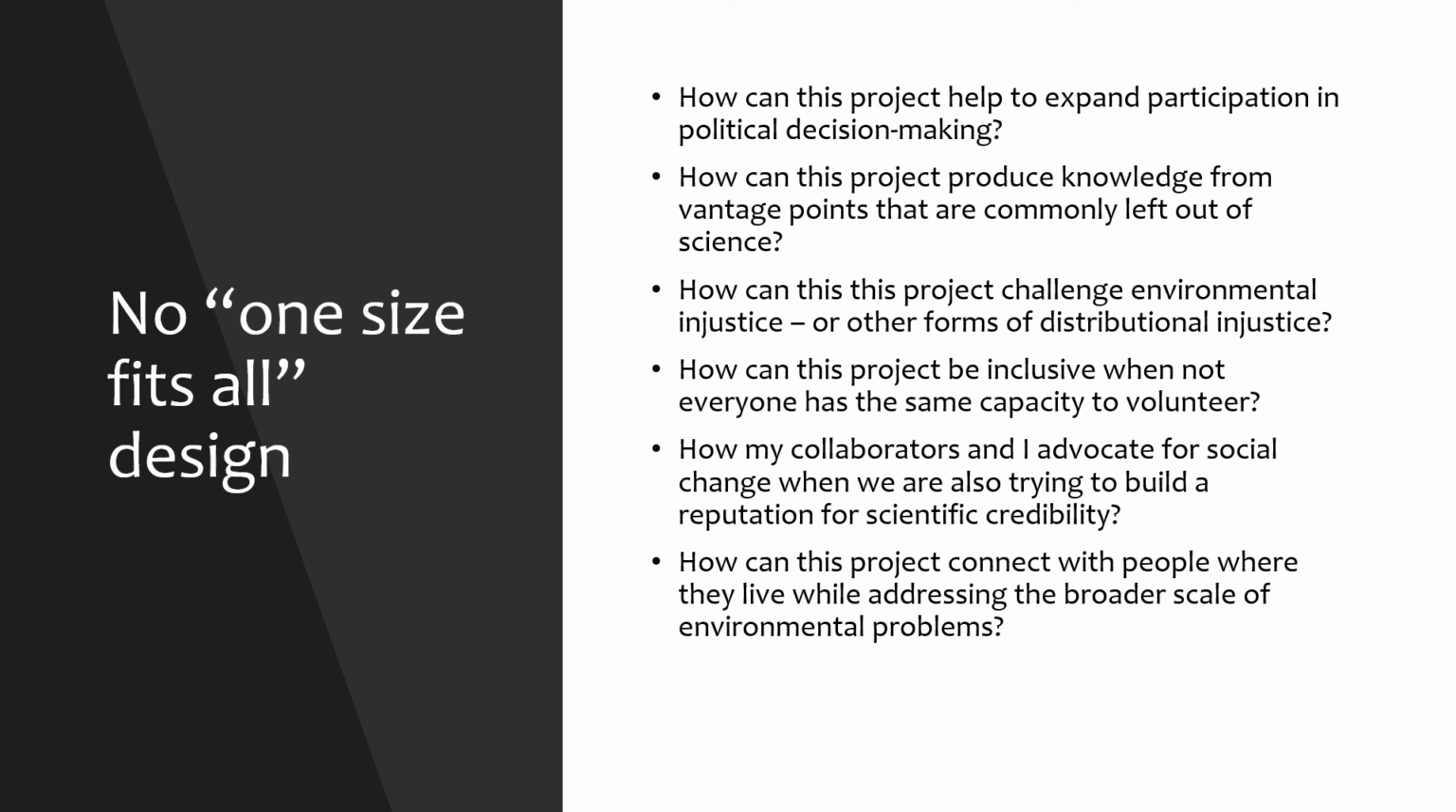How can this project challenge environmental injustice or other forms of distributional injustice? How can this project be inclusive when not everyone has the same capacity to volunteer? How can my collaborators and I advocate for social change when we're also trying to build a reputation for scientific credibility? And how can this project connect with people where they live while addressing the broader scale of the environmental problems involved? Like I said, there's really no one-size-fits-all model for justice-oriented citizen science. I can't tell you how to answer these questions in the right way for your community, but if we share a concern for social justice, we can begin by taking these questions seriously.